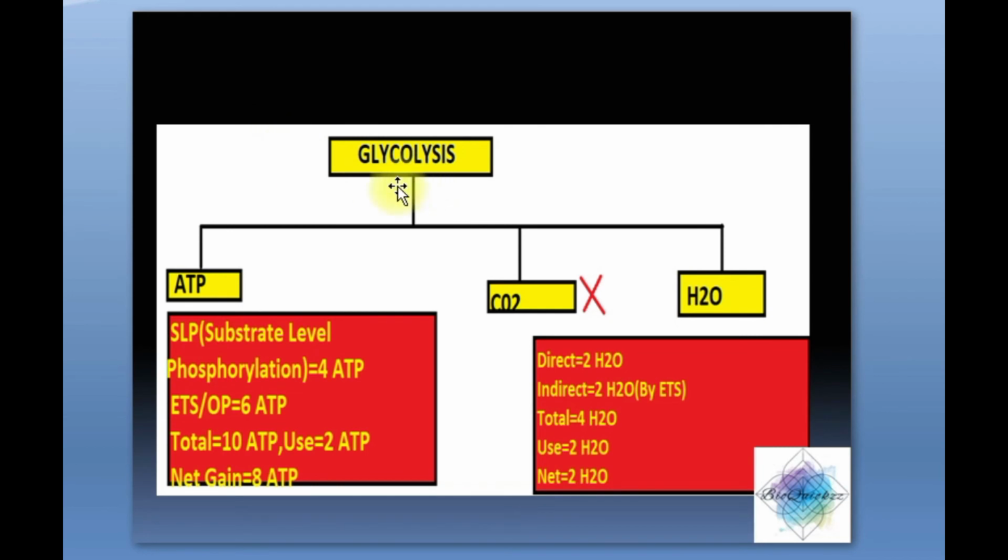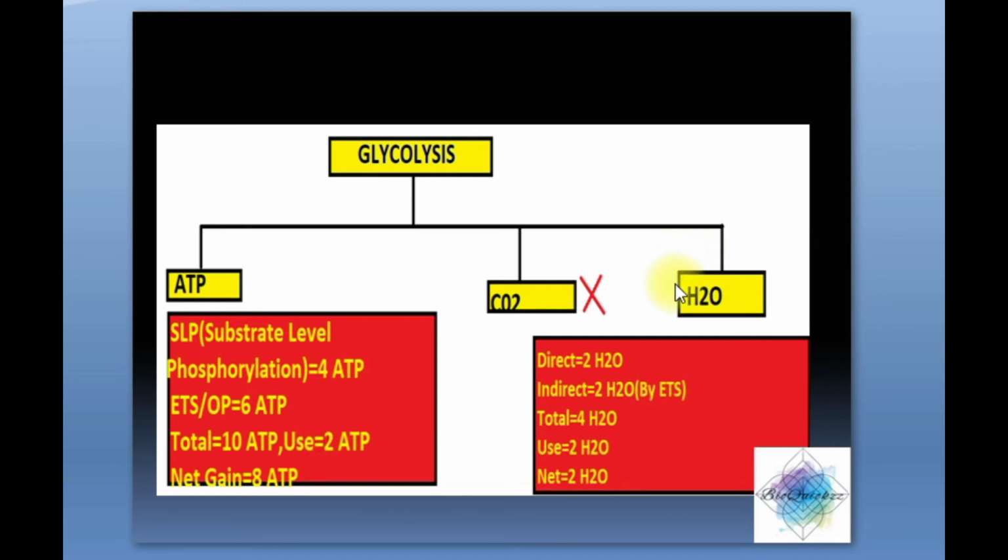In this slide we see what is formed in glycolysis. ATP is formed, carbon dioxide is not formed, water is formed. In substrate level phosphorylation 4 ATP are formed. In ETS 6 ATP are formed. So in total 10 ATP are formed. We use 2 ATP, so the net gain is 8 ATP. This is very important. These calculations of the number of ATP are very important for MCQs.